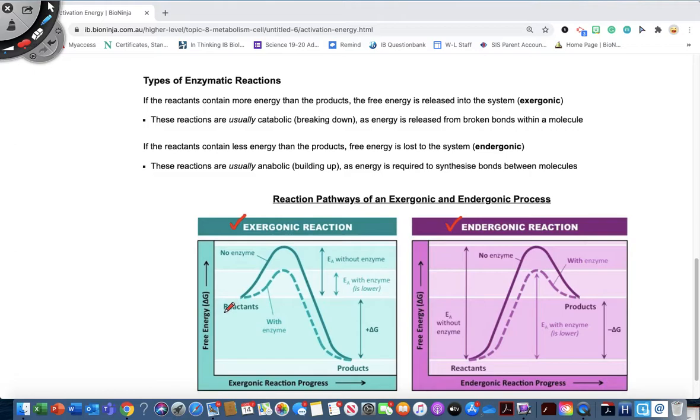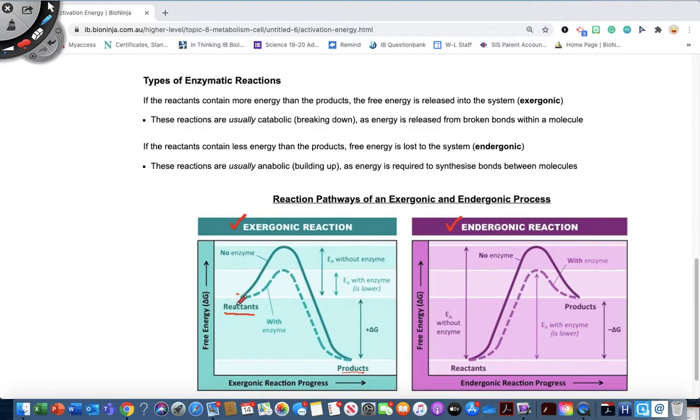So here you see that the reactants contain more energy than the products. So if this is the free energy, or the delta G, notice how the reactants are at a higher state here of free energy. So the reactants contain more energy than the products. Okay. Now, let's look at the reaction with no enzyme.